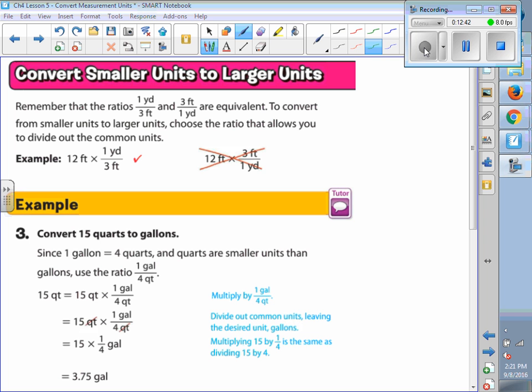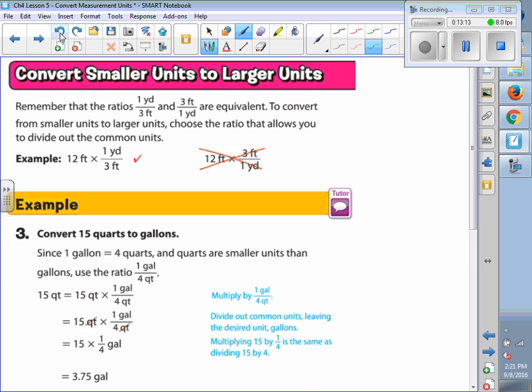All right, the next example is convert smaller units to larger units. Okay. Now here, we just have to remember that 1 yard over 3 feet is the same thing as 3 feet over 1 yard. Those are both equivalent to 1. Okay? So it doesn't matter which one goes on top, which one goes on the bottom. When we multiply, it's still just multiplying times 1.